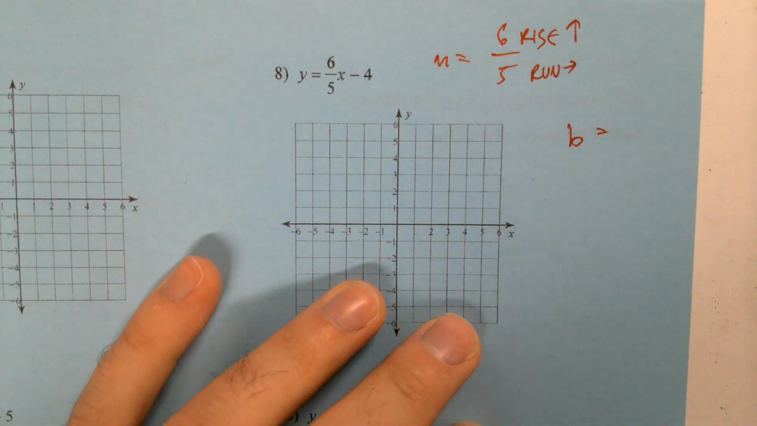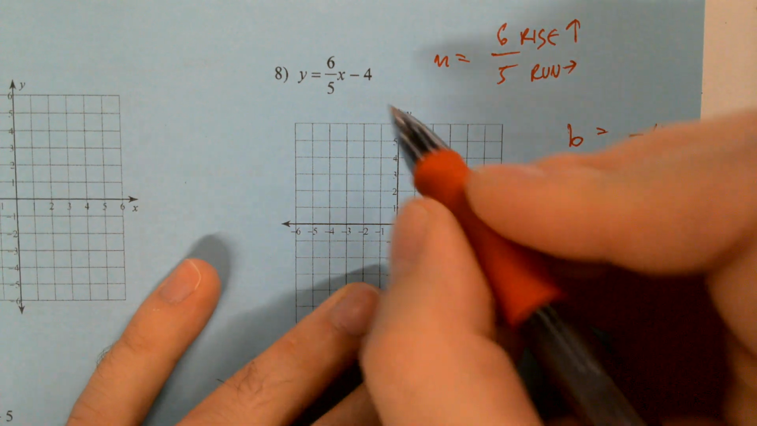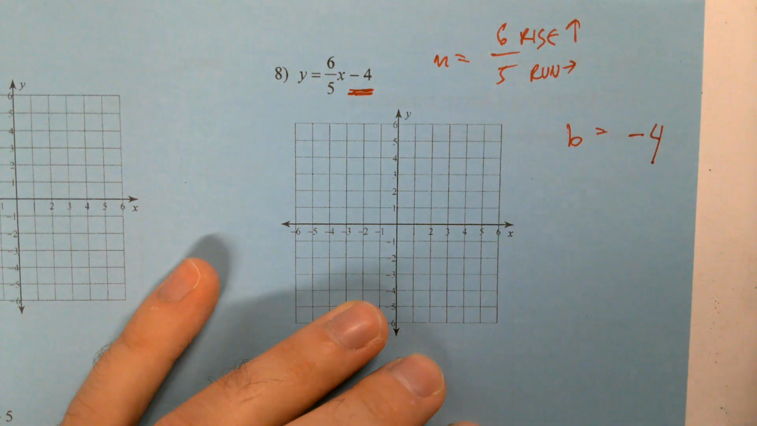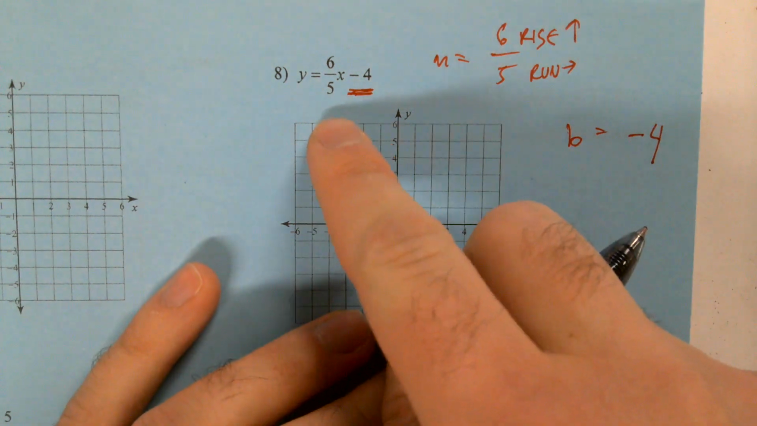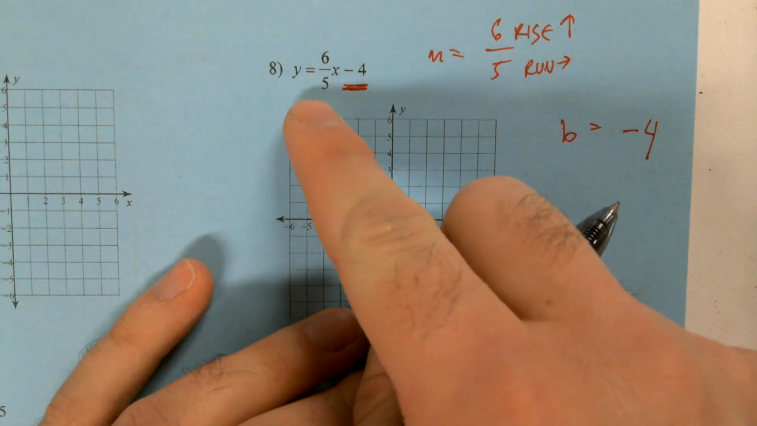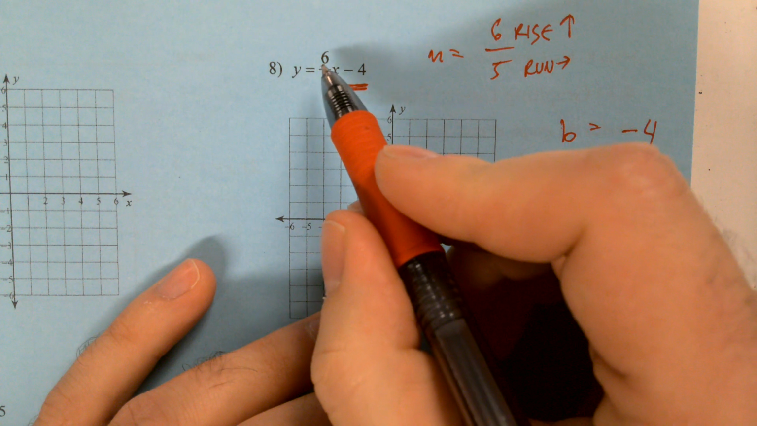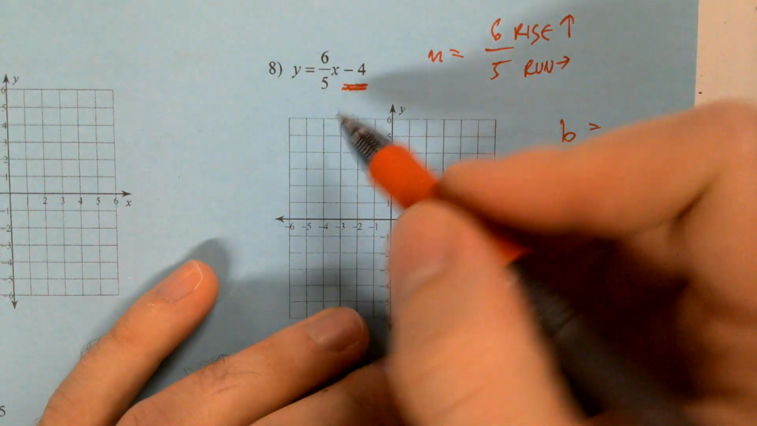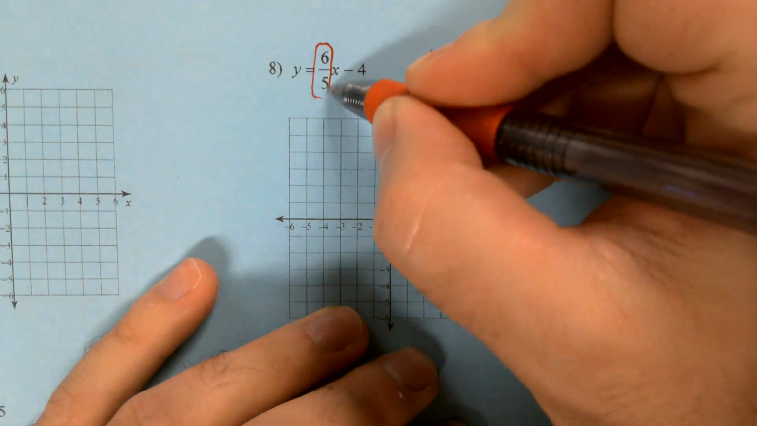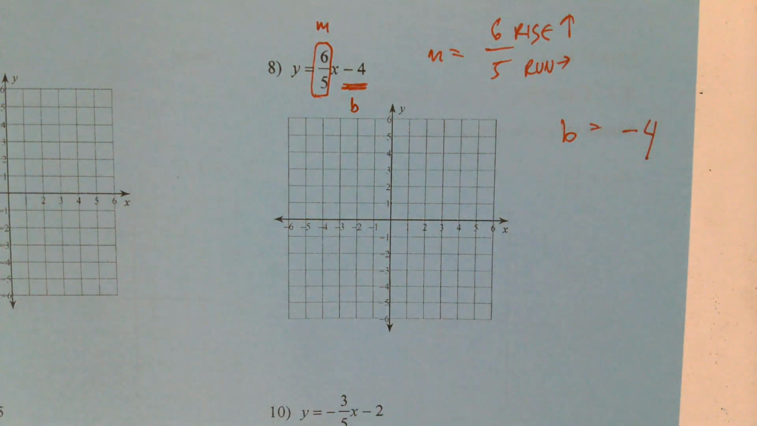What's my b, though? Negative 4. Remember, b is this number hanging off on the end. We're on number 8, Darius, just so you know. Number 8. I see what you mean with the 5, yeah. A lot of times, that's a good point to bring up. A lot of times we see this and go, oh, my slope is 6, my b is 5. No, this whole fraction is our m. That number hanging off on the end is our b.